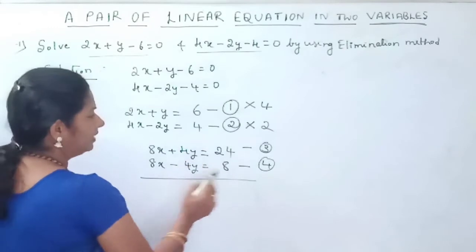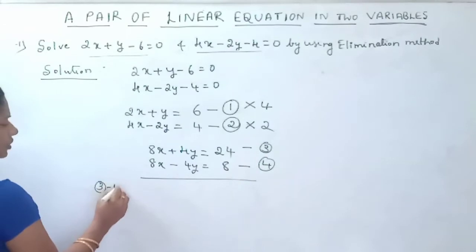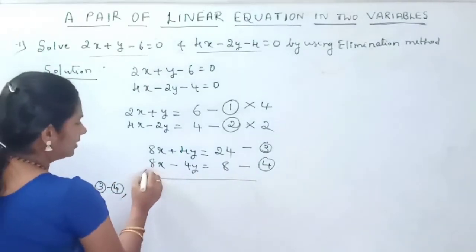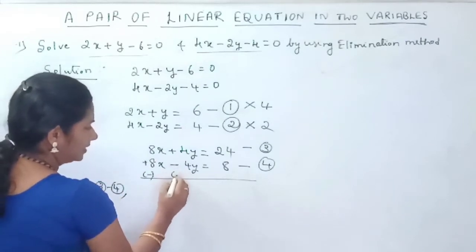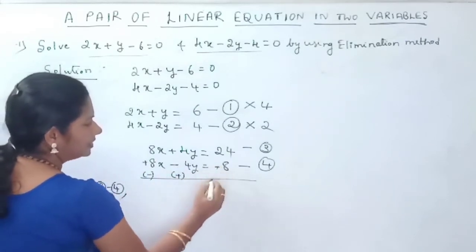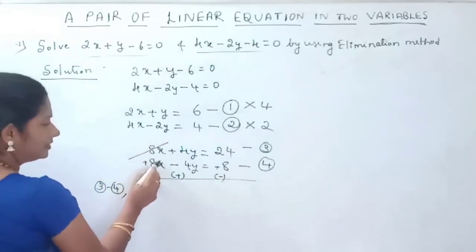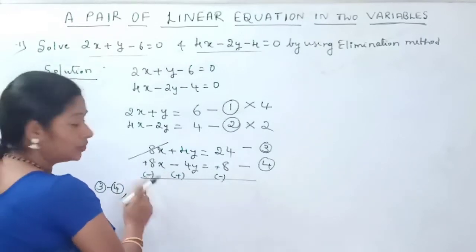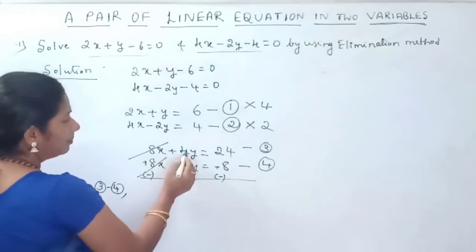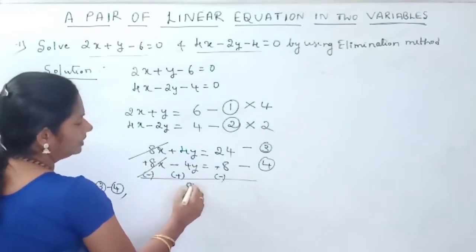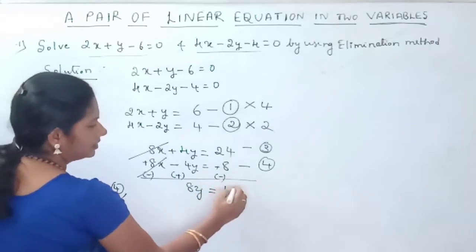Now we have to subtract equation 4 from equation 3. Equation 3 minus equation 4. So let us change the sign, children. Here plus 8 is there. Let me change the sign as minus. Here minus 4y is there. Let me write it as plus. And plus 8, let me write it as minus. Now plus 8x minus 8x. The sign which you have changed, that one you have to consider next. Plus 8x minus 8x get cancelled. Plus 4y plus 8y equal to 24 minus 8, it is 16.